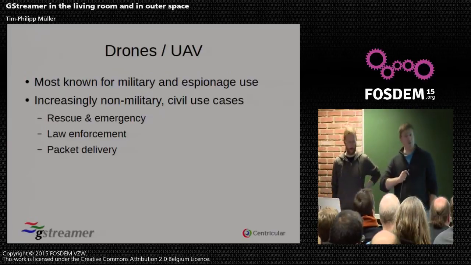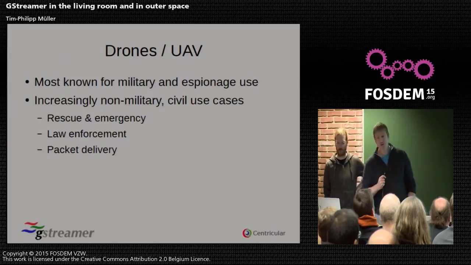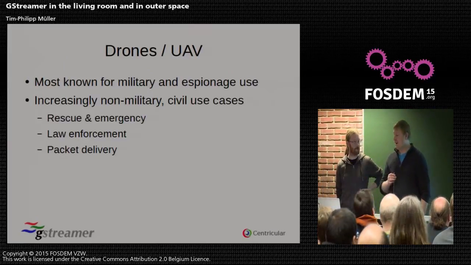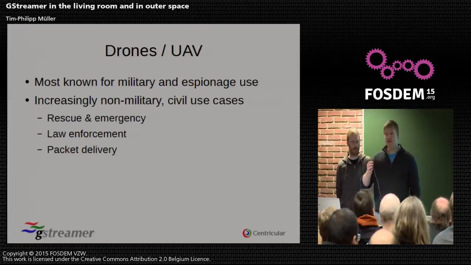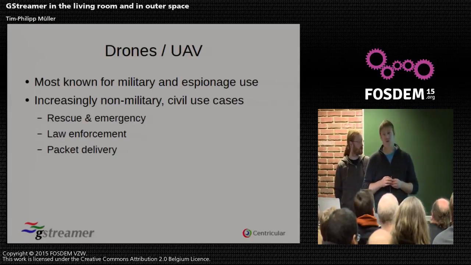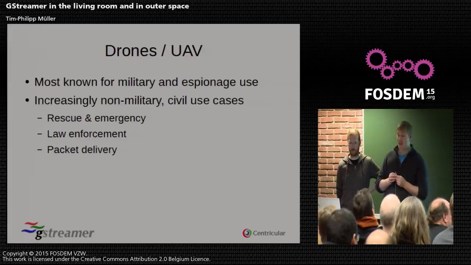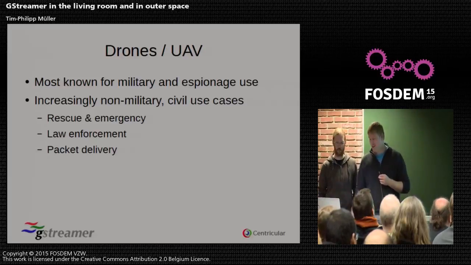Drones, yes. Most of them, if you watch Homeland, it's all military and espionage use, but actually increasingly people are using drones for all kinds of civil use cases. And they're doing stuff with GStreamer on them. So rescue and emergency stuff, you could deliver medical aid, for example, or in disaster relief, remote areas which you can't easily access. It's used apparently for law enforcement, I've been told, in the US, along roads in the middle of nowhere where they enforce a speed limit using that.